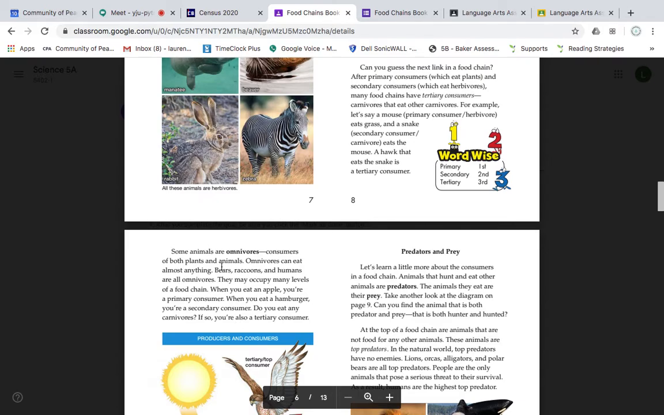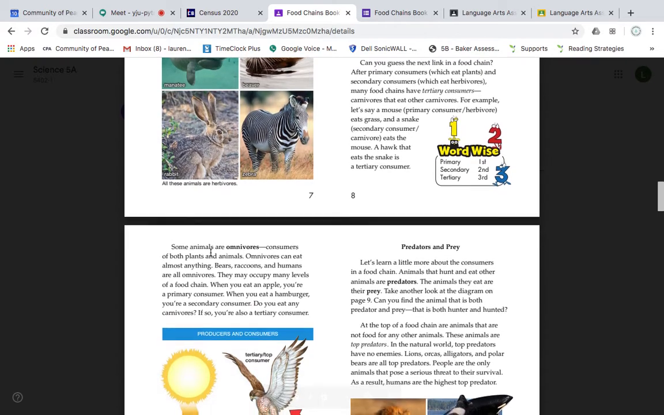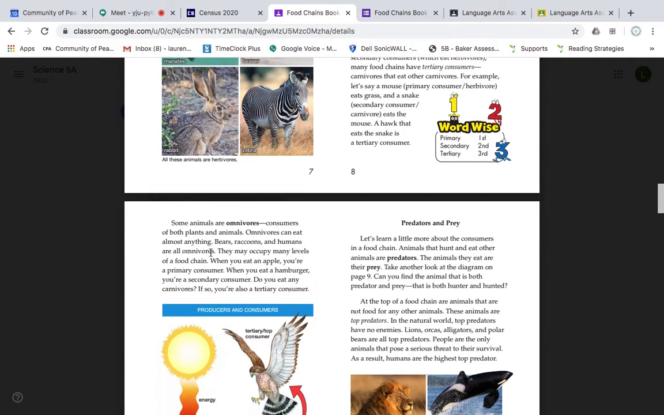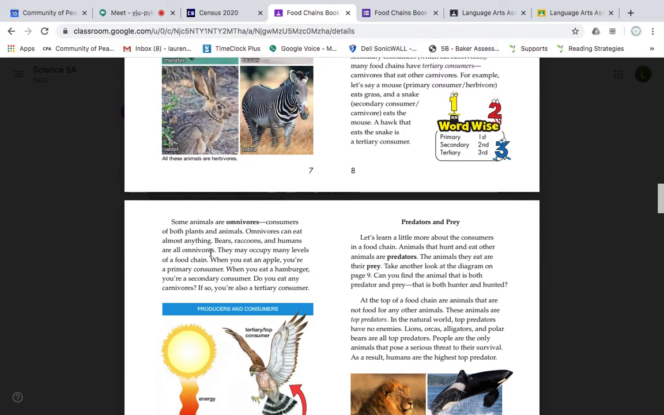Some animals are omnivores, consumers of both plants and animals. That means omnivores eat both plants and animals. Omnivores can eat almost anything. Bears, raccoons, and humans are all omnivores.